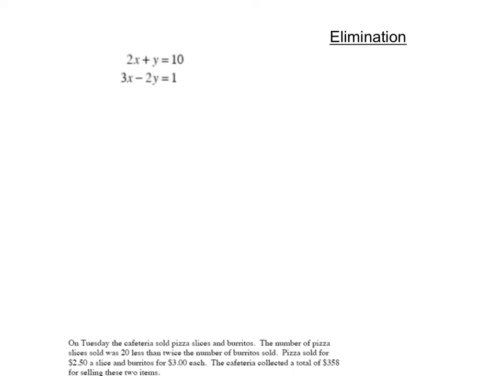Here are some more examples of elimination. Notice looking at the two equations, the x's are lined up and the y's are lined up on the left, the equals and the numbers are on the right. However, if we tried to add these right now, the x's, 2x and 3x, makes 5. That does not eliminate. And the y's, a y and minus 2y, also does not eliminate.